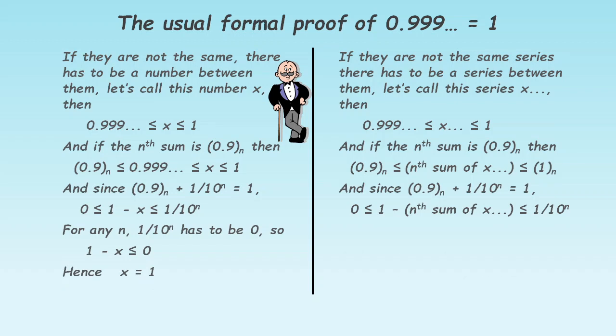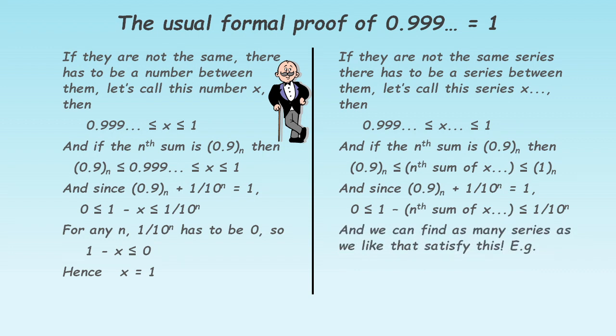Whereas with the series approach, we can find as many series as we like between 0.9 recurring and 1, such as 95 over 100 plus 45 over 1000 plus 45 over 10,000 and so on, which happens to be exactly halfway between 0.9 recurring and 1.